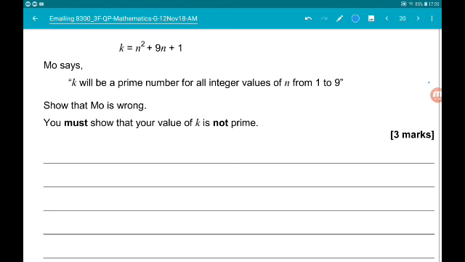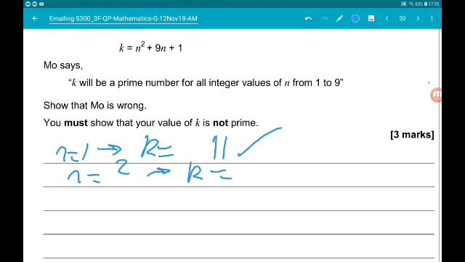So what we're going to do is substitute values of n into this and try to find a number that is not prime. So when n is 1, k is 1 squared, 1, add 9 times 1, so up to there that's 10, and 1 gives us 11. That's prime. And n is 2 gives us k is 4 add 18 and 1, which is 23, which is prime.